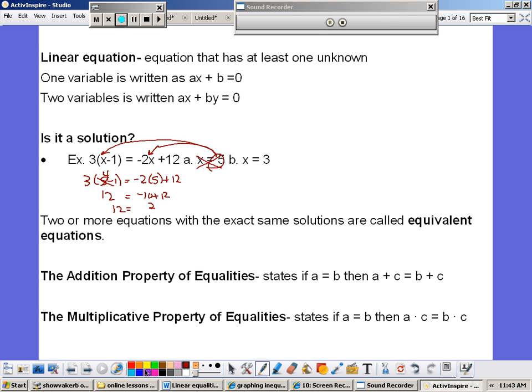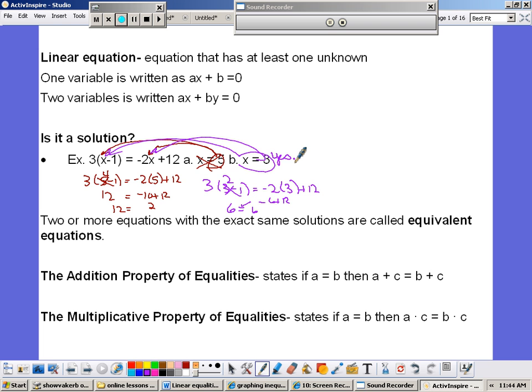Now I'm going to do the same thing, and I'm going to put in the 3. So 3 is going to go into both of them. 3 times 3 minus 1 equals negative 2 times 3 plus 12. 2, 6. Negative 6 plus 12, 6. Check. Yes, this is a solution.